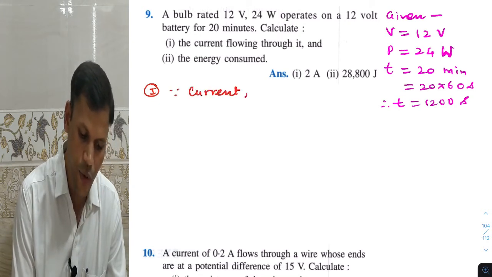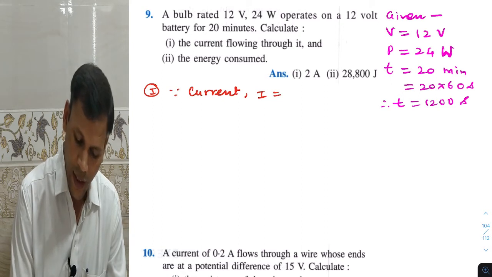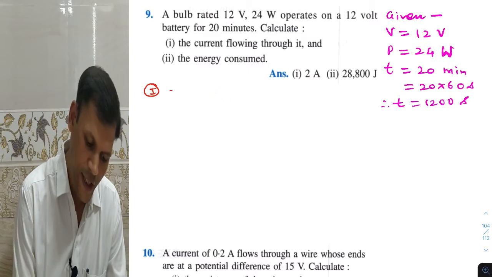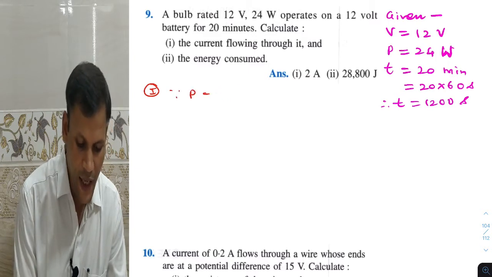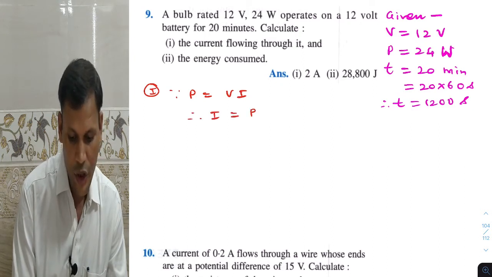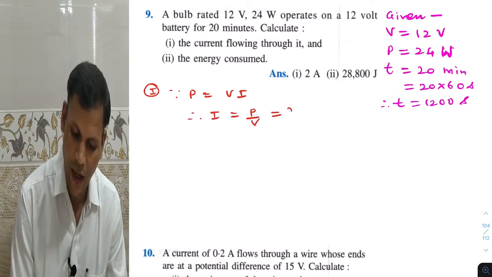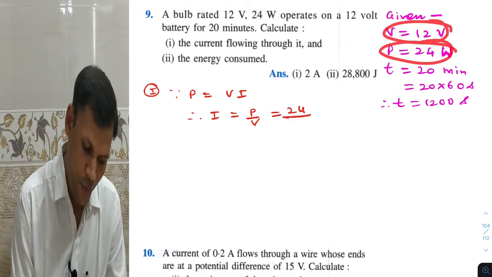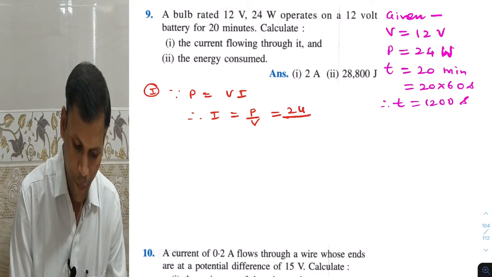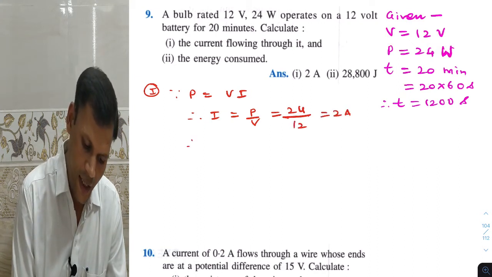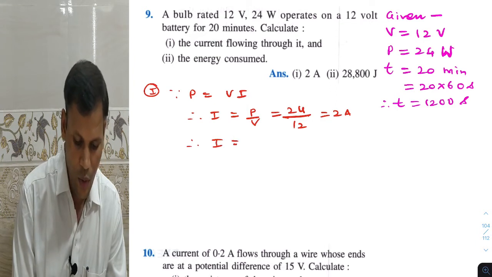So we know first part, since current I is equals to, current is we will start with the power, formula of power. For current actually we are doing, since power is VI, so I will be P upon V. So power is given as 24 and V is 12. So 24 by 12. So it will be 2 ampere. So current I becomes 2 ampere.